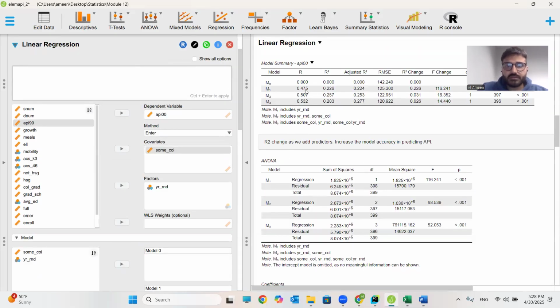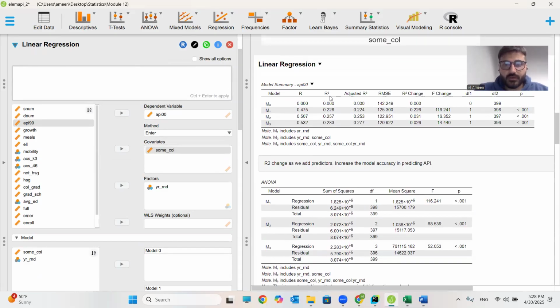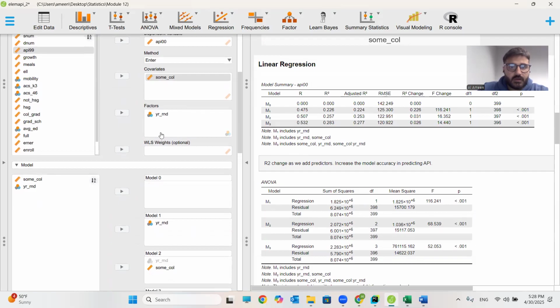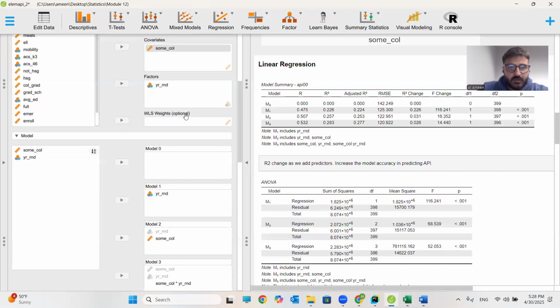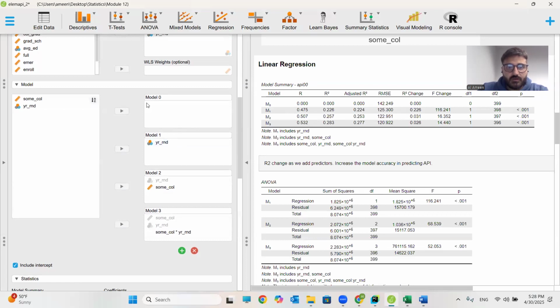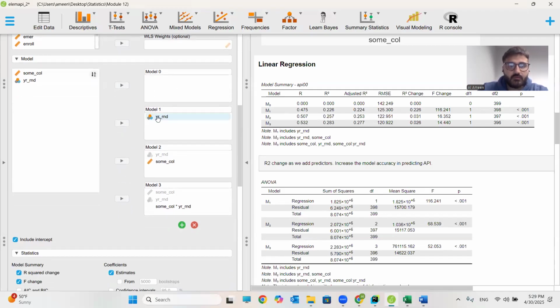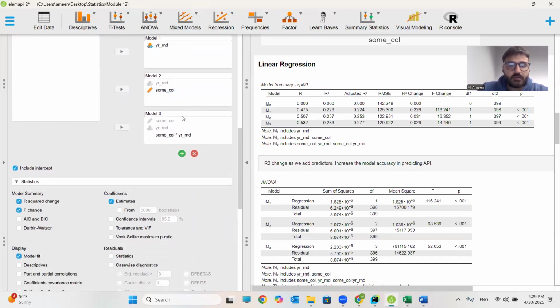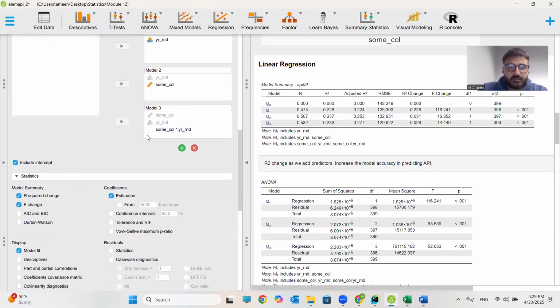The last part of that question is to use regression analysis. And same thing, I use the API as a dependent variable. My covariate is going to be some college, and my factor is going to be year round. The way I divided these models is model zero is basically the API compared to itself, so we can ignore model zero. Model one has the year round included. Model two has year round and some college education included. And then model three has the interaction between some college and year round.